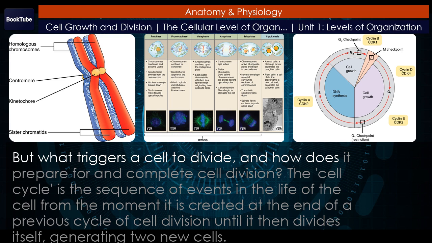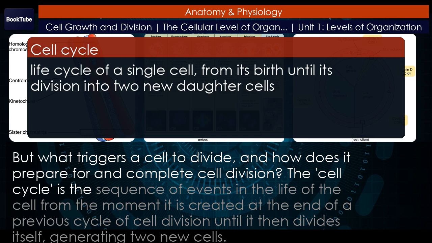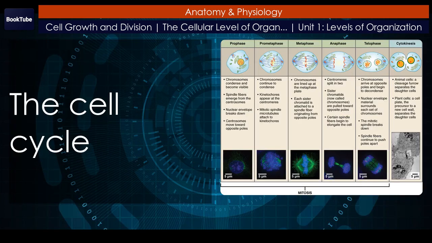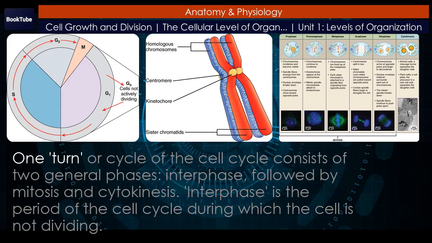And how does it prepare for cell division? The cell cycle is the sequence of events in the life of the cell from the moment it is created at the end of a previous cycle of cell division until it then divides itself, generating 2 new cells. One turn of the cell cycle consists of 2 general phases: interphase, followed by mitosis and cytokinesis.